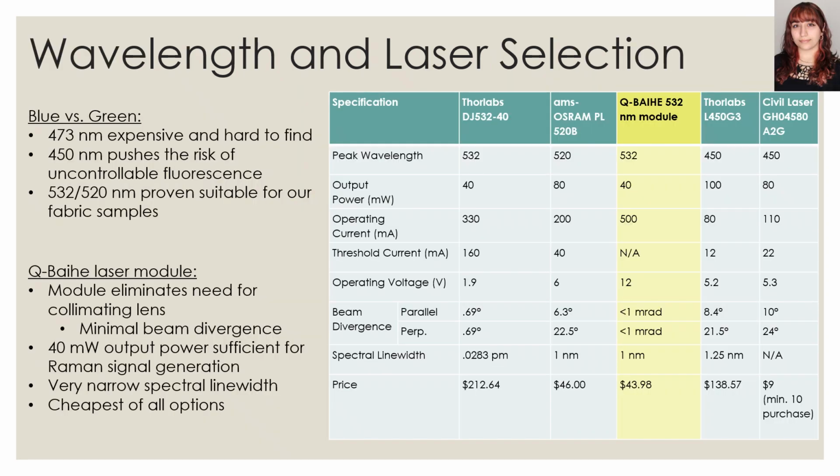At the start of Senior Design 1, we tested various fabrics using a Raman microscope at UCF's Nanoscience Technology Center and found 532 nanometer and 473 nanometer laser light most compatible with our fabrics. Since 473 nanometer lasers are rare and costly, and the more available 450 nanometer options risk increased fluorescence, we chose 532 nanometers as our laser wavelength. Of our options, the Q BiHa laser module eliminated the need for a separate collimating lens and had a spectral line width under 1 nanometer, supporting high spectral resolution and making it the most suitable choice for our system.